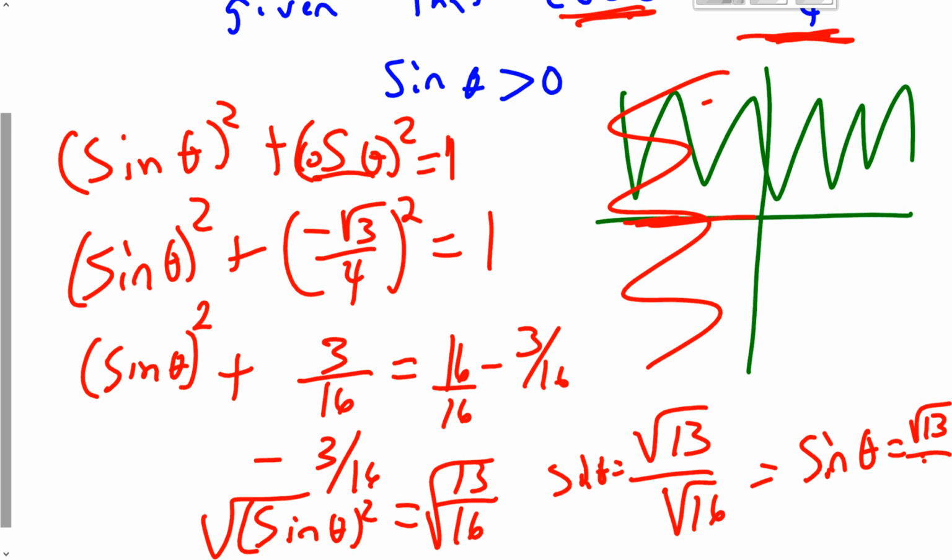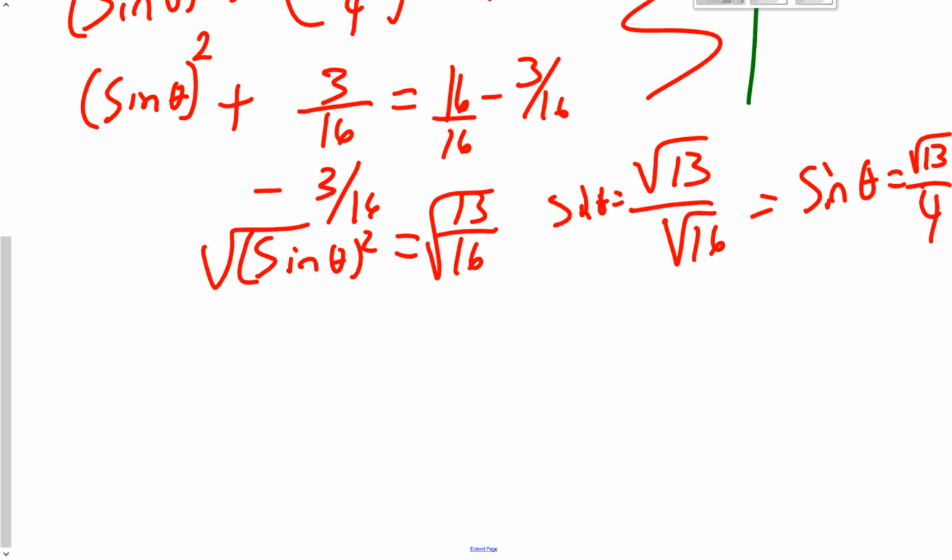And we know this is positive from right here, right? And we're in the second quadrant. So there's our sine. Here's our first answer. Sine of theta equals root 13 over 4.